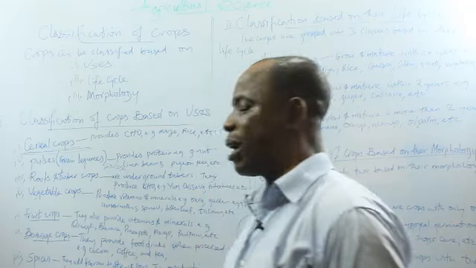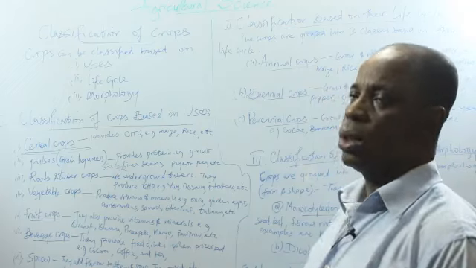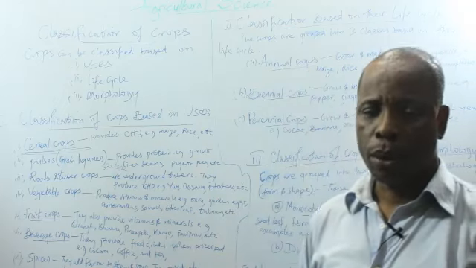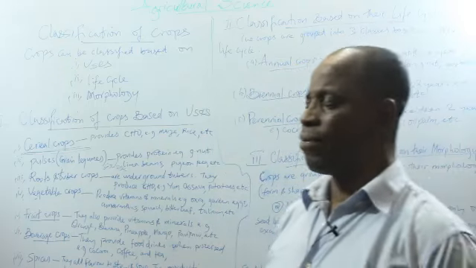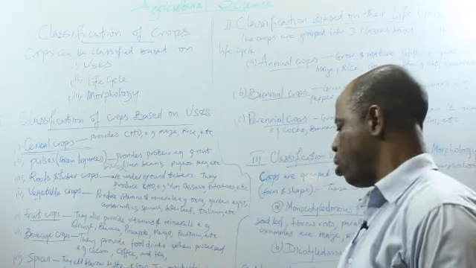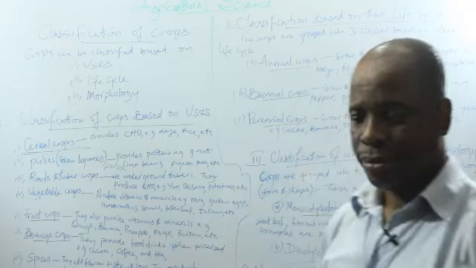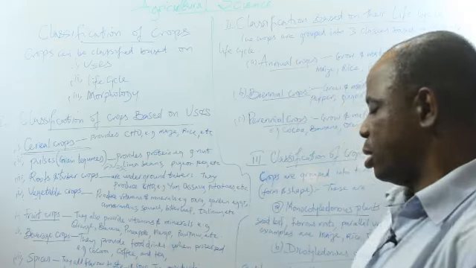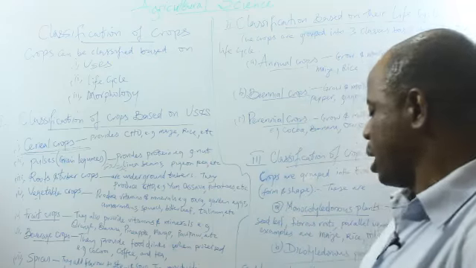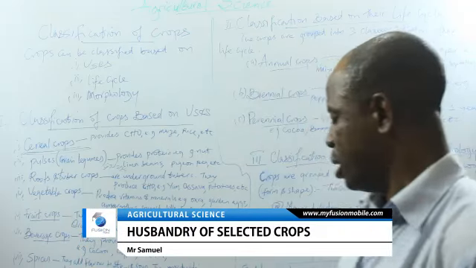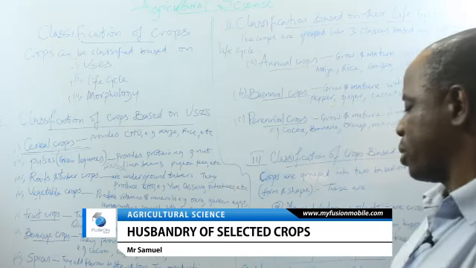Number 9, you have what we call the fiber crops. Fiber crops are crops whose product we use to make clothing, rope, or bags. Fiber crops are very tough crops. They have tough products which can be used to make clothing, bags, or ropes. Examples include cotton, sisal, hemp, kenaf, and hibiscus.